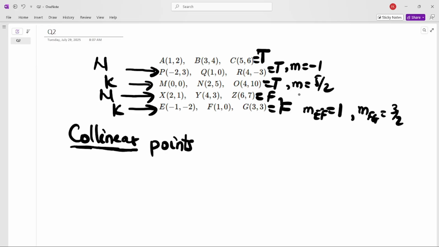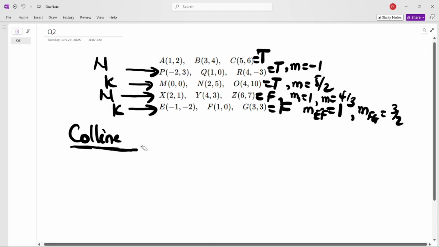False. Why? Because the first one I got 1, and then the second one I got 4/3. Okay, yes, that's correct. That's how I set the question. True, true, false, false. So yes, we all got it. True means they are collinear points. False means they are not collinear points.